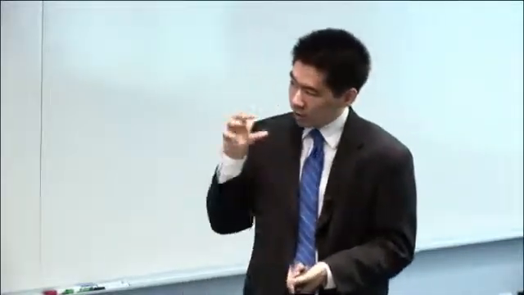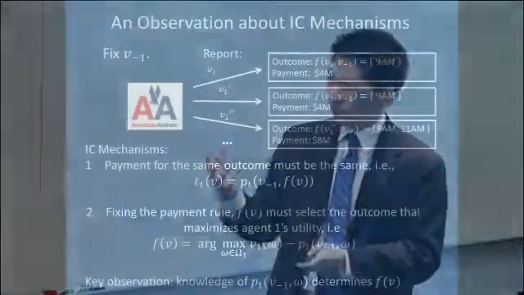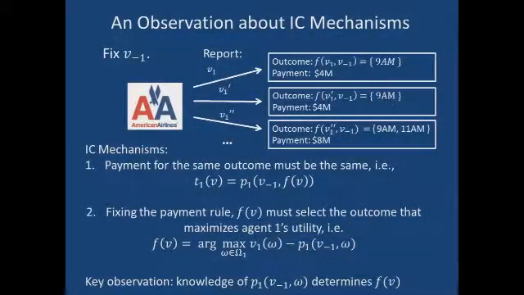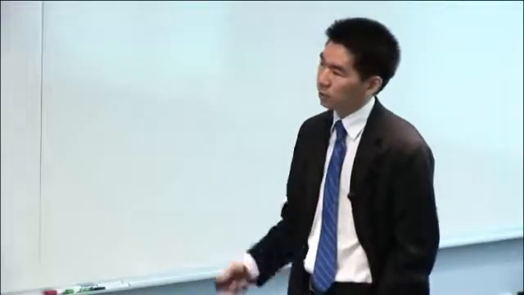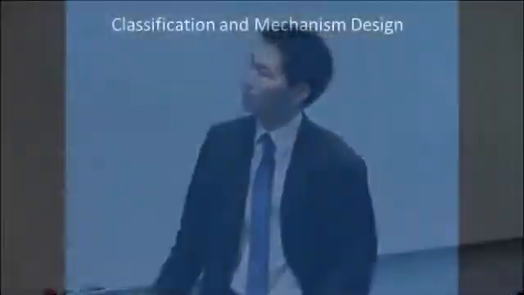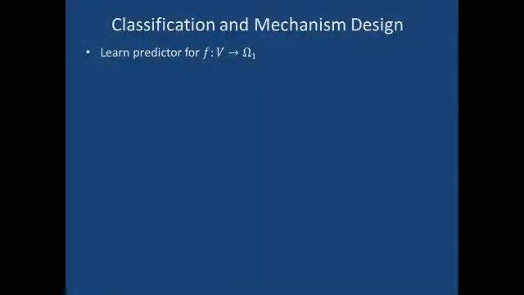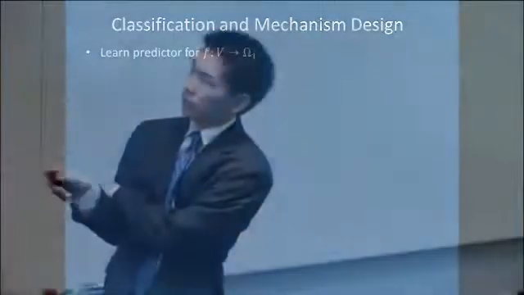Well, the problem we're trying to solve is we're given the outcome rule, and we're trying to find a payment rule. So we're going to try to say that if I can learn something that predicts your outcome rule well, then I'll have a payment rule with good incentive properties. We're basically trying to reverse this observation that the payment rule pins down the outcome rule when you're incentive compatible. So as I said, we're trying to learn a predictor for this outcome rule that maps valuations to outcomes for agent 1.